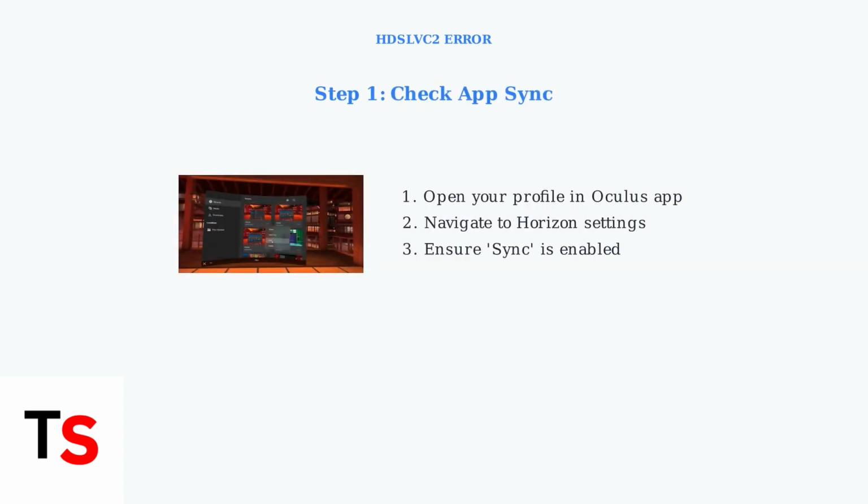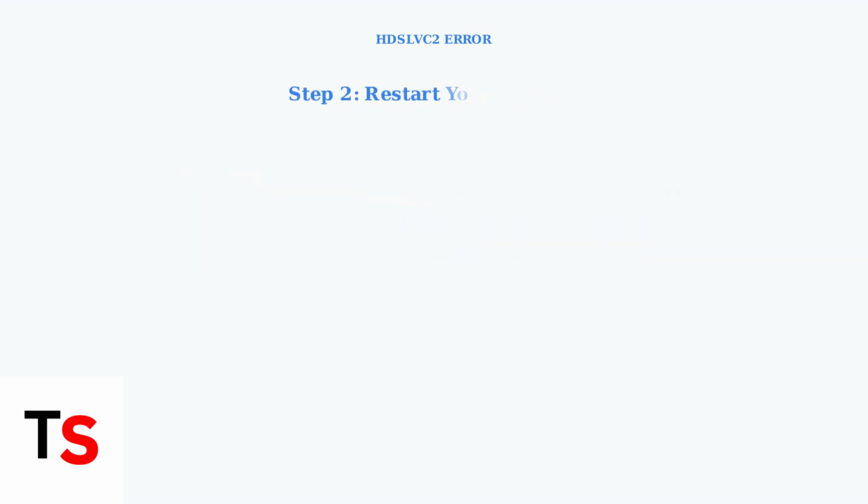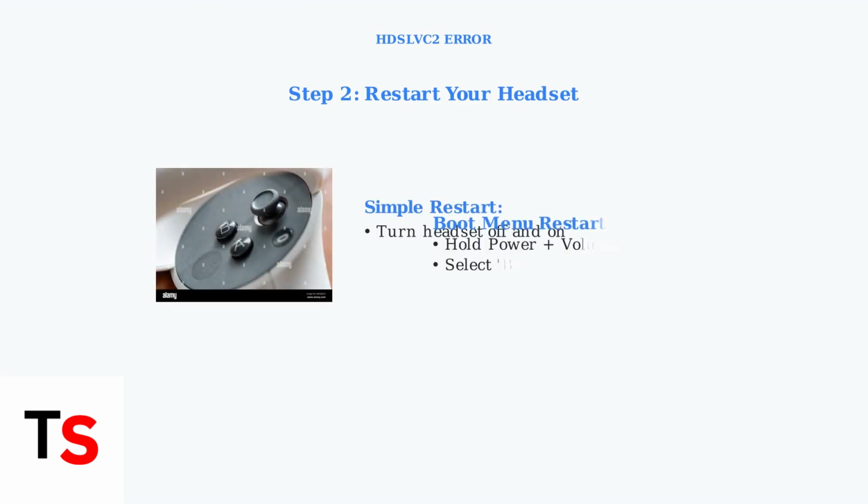Now let's walk through the troubleshooting steps to resolve this error, starting with the most common solutions. First, check if the Oculus app is syncing correctly. Open your profile, navigate to Horizon settings, and make sure sync is enabled. Try restarting your headset. For a simple restart, just turn it off and on. For a deeper restart, hold power and volume down buttons until the boot menu appears, then select boot device. The boot menu will look like this, with boot device highlighted in blue.